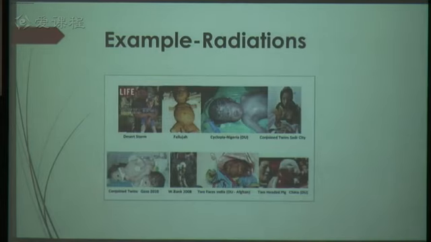Also, for radiations, all of these are environmental factors. If pregnant women were exposed to radiations, it will cause very severe and diverse birth defects, as you can see in the picture here.